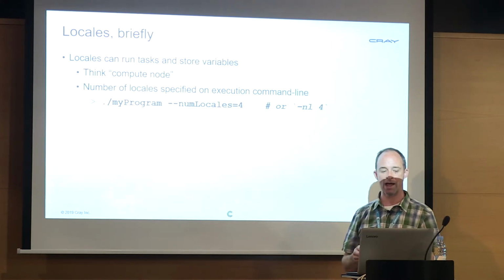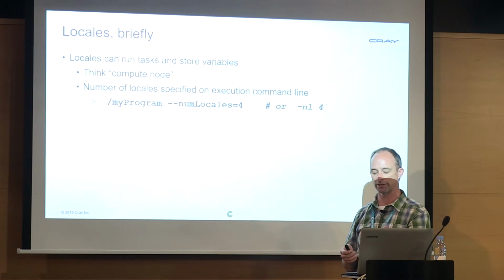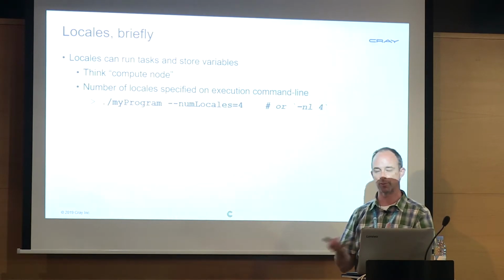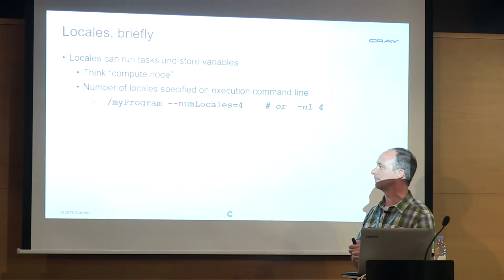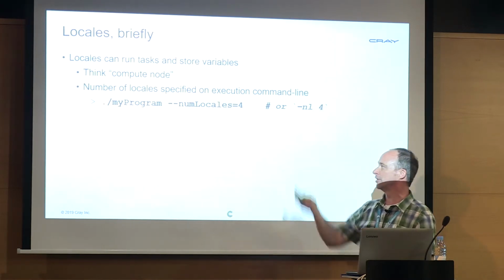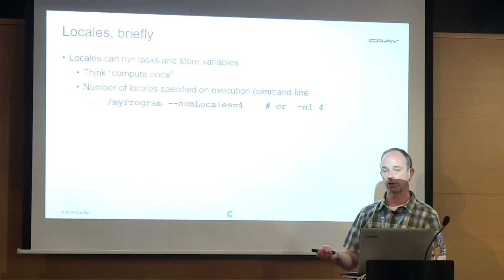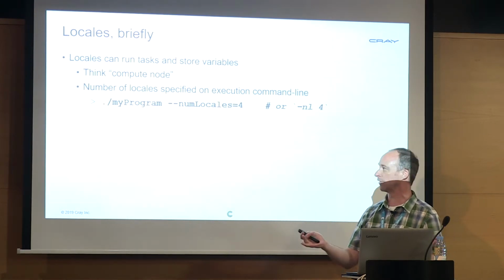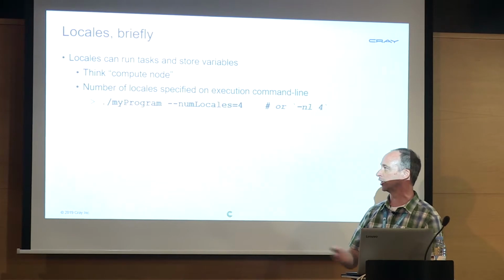In Chapel, a locale is basically a unit of the architecture that can run code and store variables. Typically, if you think of a locale as being a compute node, that's a pretty good mapping for the definition. When you run a Chapel program, you specify the number of locales on the command line. So here, for example, I'm saying, give me 4 locales. That will cause it to go out and talk to Slurm or QSub or whatever you use and get those resources and start running your program.